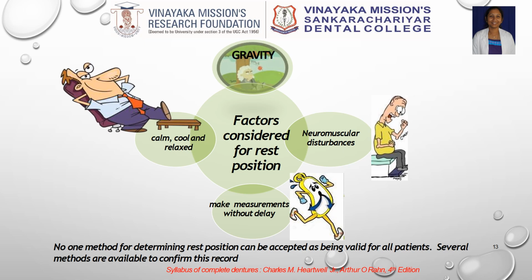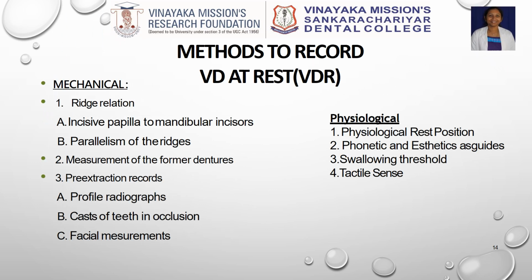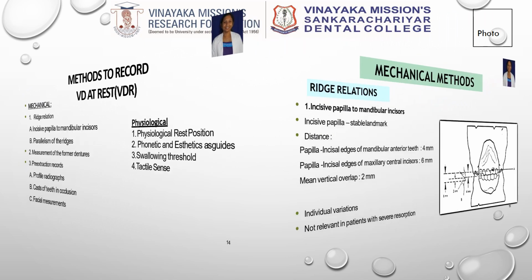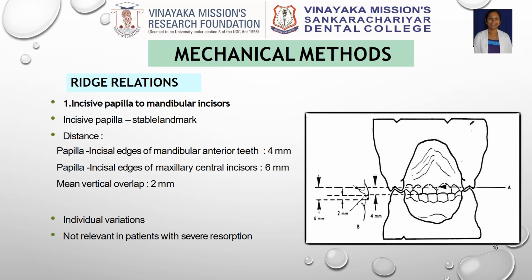and confirm it. The methods that can be used to record the vertical dimension at rest are the mechanical method and the physiological method. The mechanical method is an arbitrary method, or it is an average value of the previous edentulous patient or the dentate patient. And the physiological method is a method where the patient as well as the operator should have a proper cooperation to record the vertical dimension at rest. Let's start with the mechanical method.